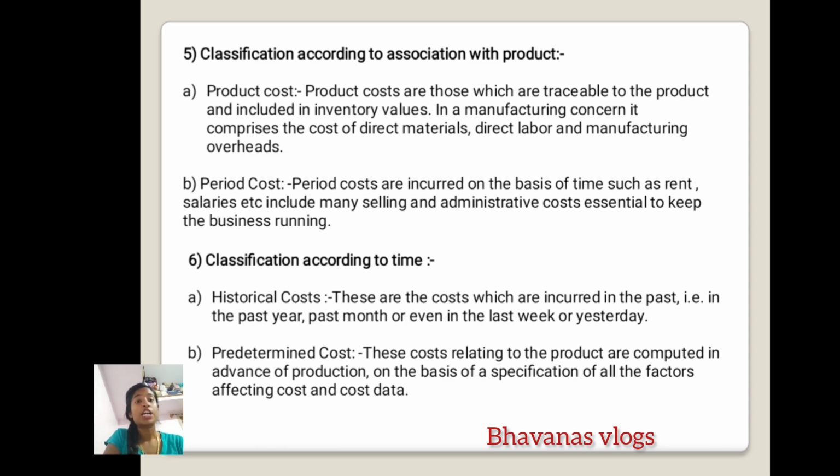Predetermined cost: those costs related to the production are computed in advance of production on the basis of specification of all the factors affecting the cost and cost data. Here, the total cost of production is computed in advance of the production, while the production is running, the total of the production expenses on the basis of specification of the factors, affecting the cost and the cost data.